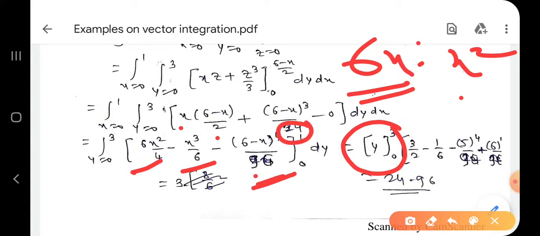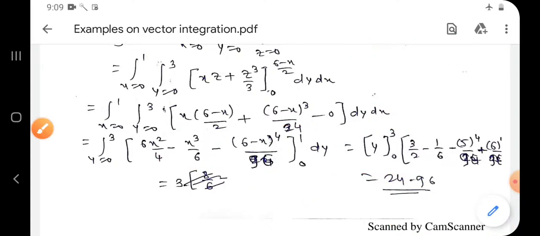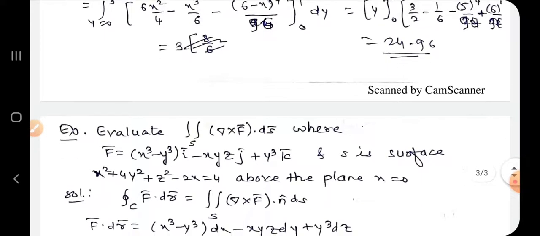So 24 into 4 it is 96. And derivative of minus x is minus 1, so minus sign is here. Correct? And limit 0 to 1 dy. Simplify this by calculator and you will get answer 24 point something, or maybe different. You just check your answer and tell me the correct answer.